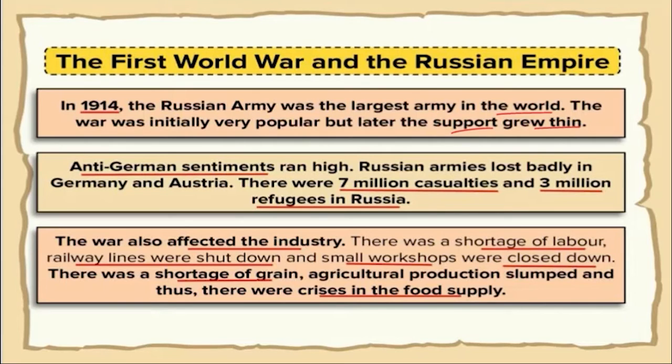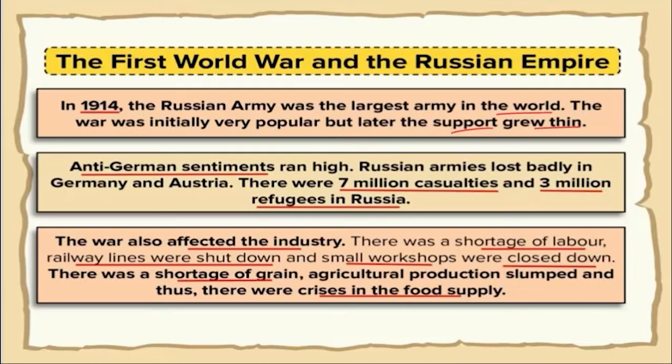The labor force was told, we have to go to warfare, come with us, become a soldier. Now if they went there, who would do the labor, who would do the work? So that is why there was a labor shortage. Railway lines had no one to handle them, so they were shut down. Small workshops, whose handlers had gone as soldiers, were also closed.